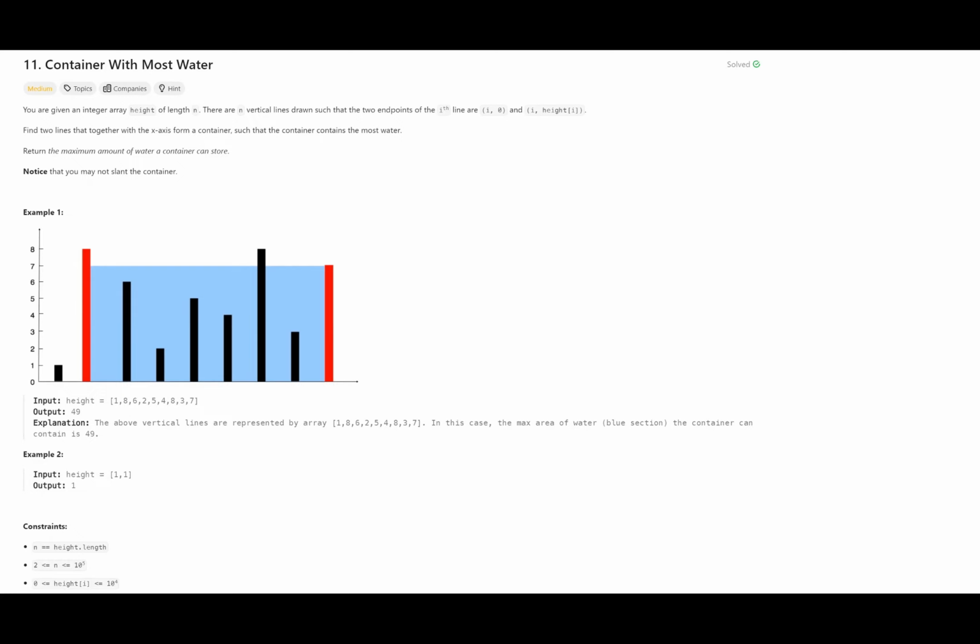Hello, everyone. Let's talk about another Leetcode problem today. And today we're going to discuss problem 11, container with most water. And this is one of the problems in the Blind 75 list.